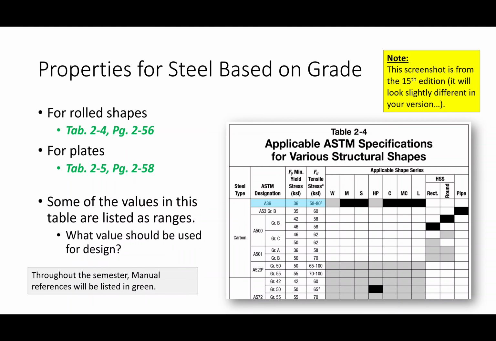So I want everybody to turn to this. This is Table 2-4, on page 2-56. Now, again, I put a forewarning here. This looks different than what's in the manual. As I mentioned, the manual has not been made digital yet. They just released it, so I haven't screenshotted the new table yet. So, Table 2-4 on page 2-56.